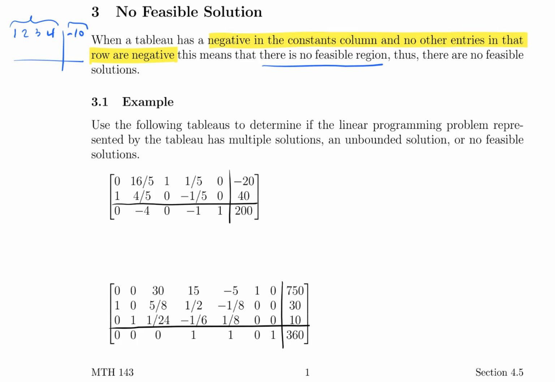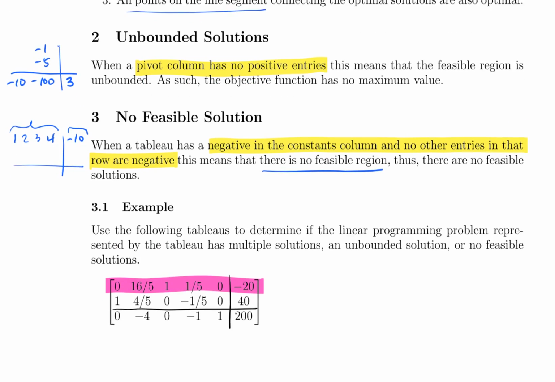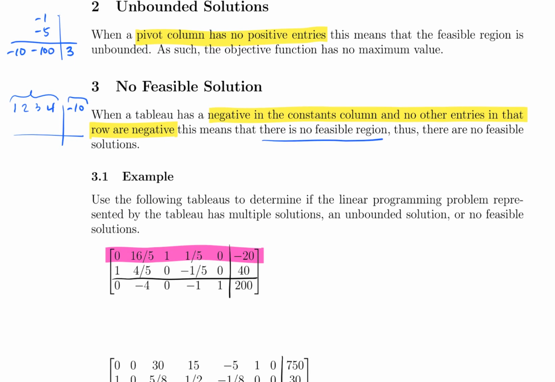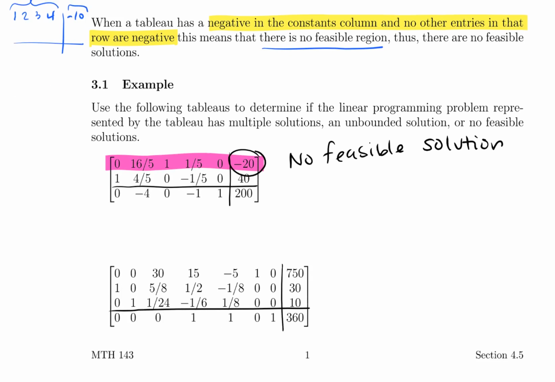So now we want to check, are there any negatives in the constants that have no negatives in that row? So take a look at row 1. We have a negative in the constants column, and there are no negatives in that row. So we have no feasible solution. We have a negative in the constants column, and no other entries in that row are negative. So this would be no feasible solution, because we have a negative in the constants, but no negatives in that row. Let's look at the second one here.